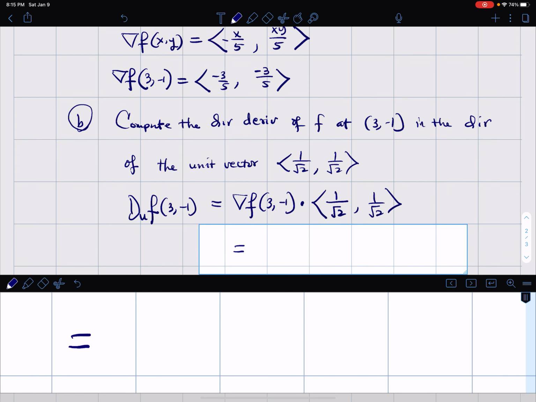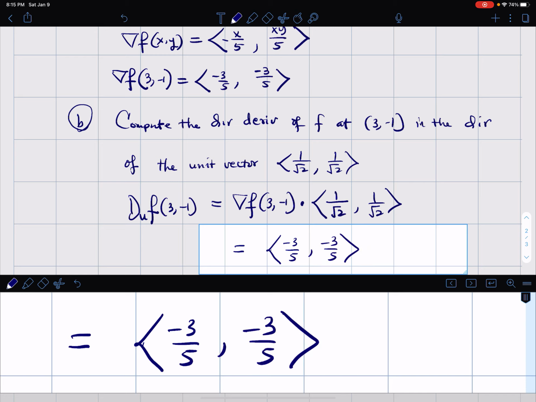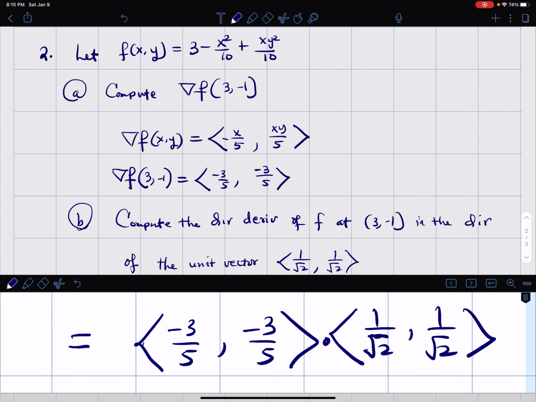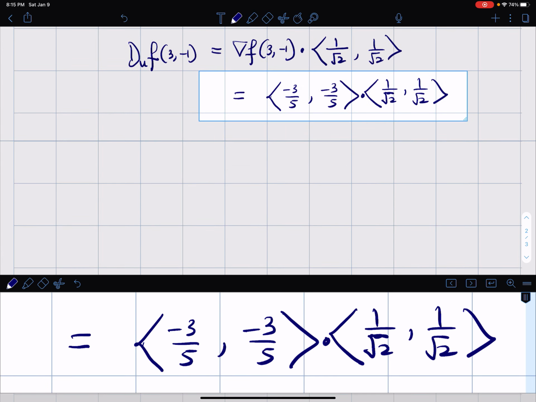So the gradient at (3, -1) is (-3/5, -3/5), dotted with (1/√2, 1/√2). Something tells me I'm doing something wrong. I don't know. Sometimes I get that bad feeling. Okay, I think I'm not yet.